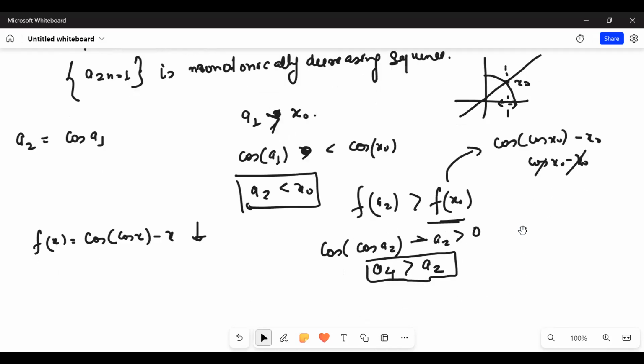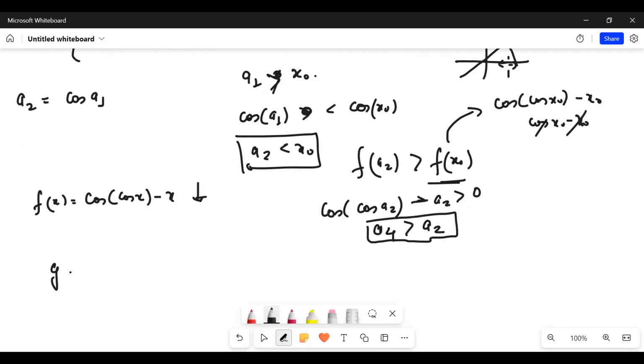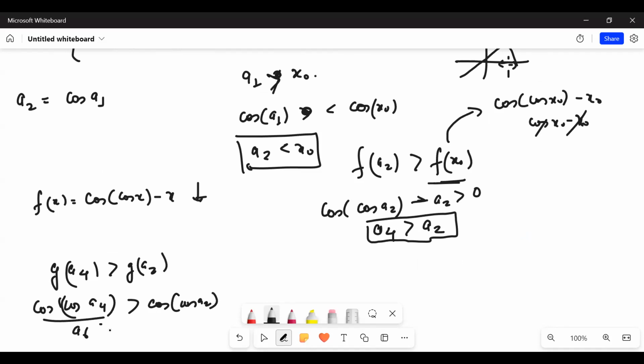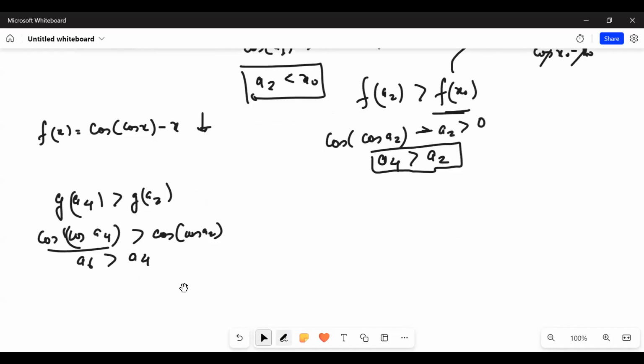And since a4 is greater than a2, apply g. So g of a4 would be greater than g of a2. Remember what is g? G is cos of x. So this is cos a4, and this would be cos a2. Cos a4 would be a6, and cos a2 would be equal to a4. So clearly you can see that your a2n behaves in a way that it is an increasing sequence.